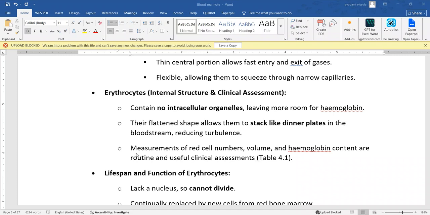Are we on the same page? So your red blood cells are red because of hemoglobin. So they do not contain any intracellular organelles. All they have inside of them is hemoglobin. So we like to measure red cell numbers, the volume, and your hemoglobin level.